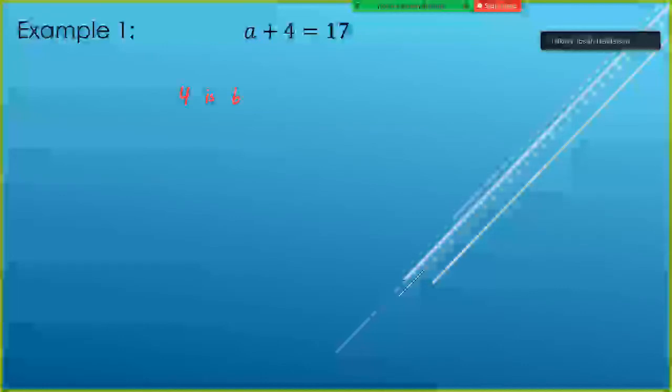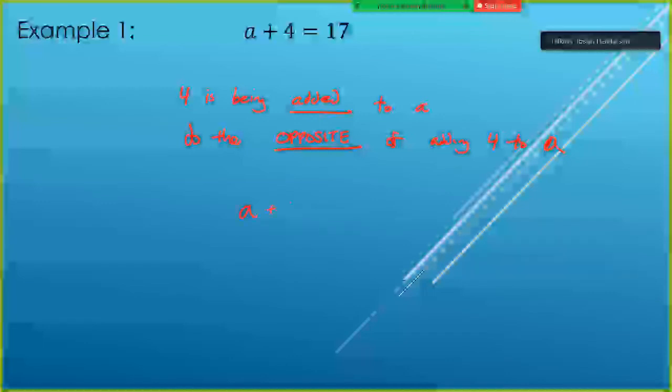So what's happening to the A? 4 is being added to A. So identify what is happening to the variable and then do the opposite, the exact opposite of what's happening. So in our case, that means do the opposite of adding 4 to A. So what's the opposite of adding 4? It's subtracting 4. It's minusing 4.